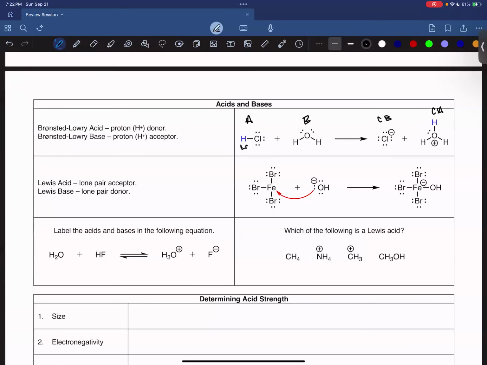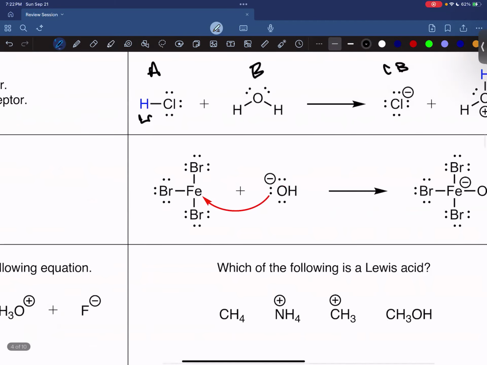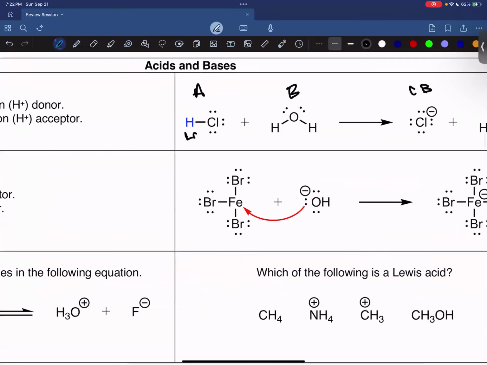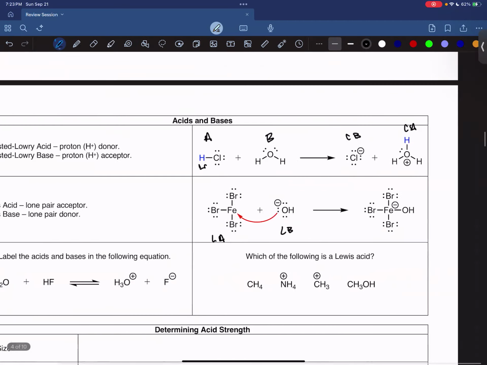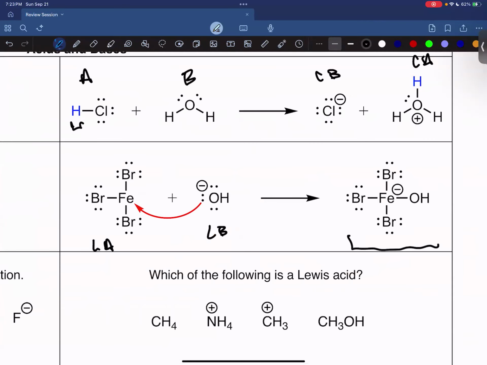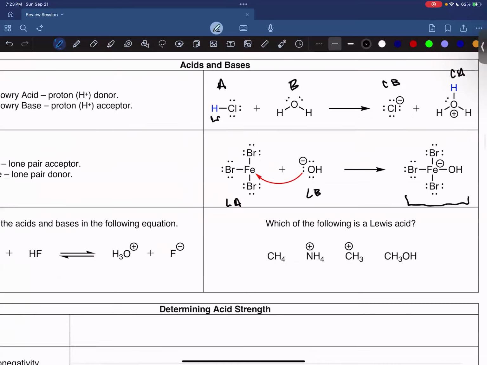Lewis acid and Lewis base. So it's basically switched. The acid is going to be the acceptor, but it's going to be a lone pair acceptor. Base, lone pair donor. You can see in the example next to it that iron is accepting that lone pair. It's a lone pair acceptor. So this is the Lewis acid, I'm just going to write LA. And this is the Lewis base. And you can see it forms this kind of complex. This is just the acid and that's just the base, basically.